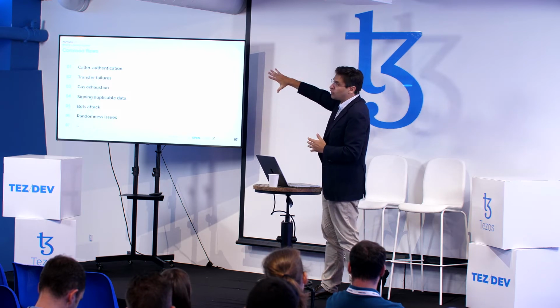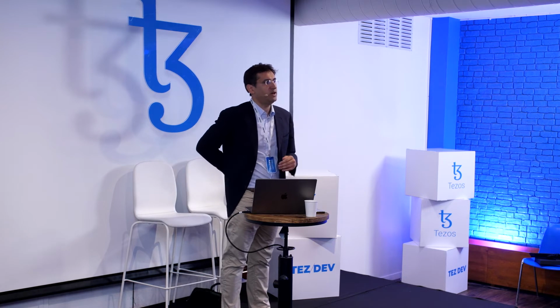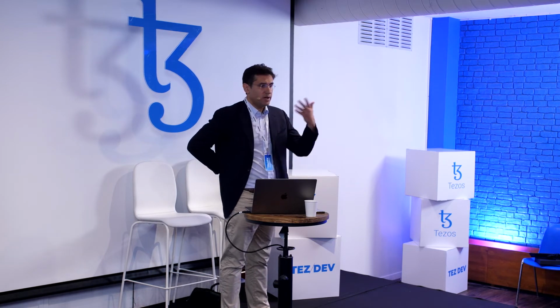Okay, so I won't go through all of them right now. Of course, maybe the most obvious one is caller authentication. You know that when someone calls a contract, the contract is aware of the identity of the one calling the contract. So of course you have to manage that in your code, to check who is calling the contract and to manage the rights associated to this identity.